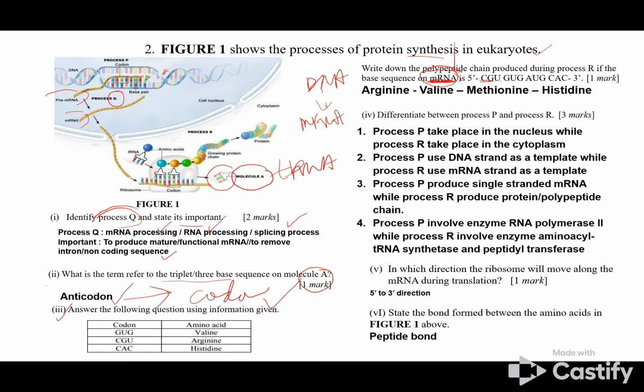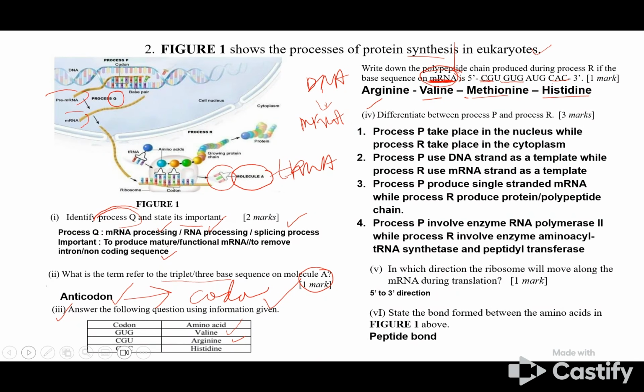Right, so we see the first one, CGU. This is direct translation because mRNA is given; you do not need to do transcription. CGU is for arginine. Then GUG, so it is read in three bases, GUG. Accordingly, next is methionine and the last is CAC for histidine.